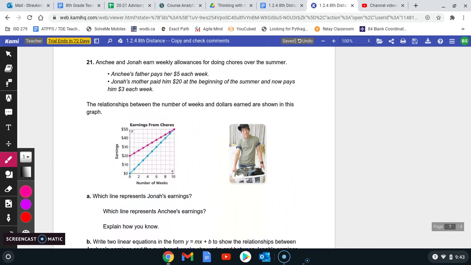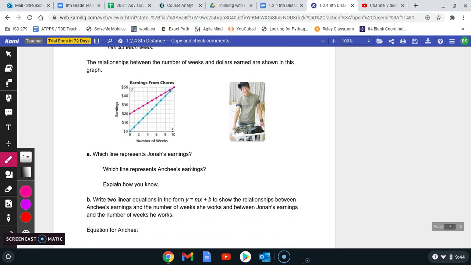Number 21 says, Anchi and Jonah earn weekly allowances for doing chores over the summer. Anchi's father pays her $5 each week. Jonah's mother paid him $20 at the beginning of the summer and now pays him $3 each week. The relationships between the number of weeks and dollars earned are shown in this graph. So here's the graphs of both of their earnings. Which line represents Jonah's earnings and which line represents Anchi's earnings? Explain how you know.